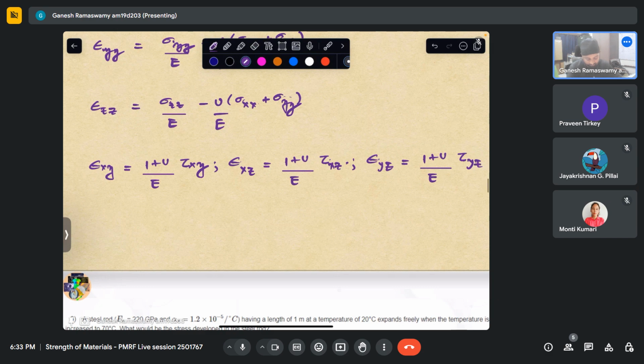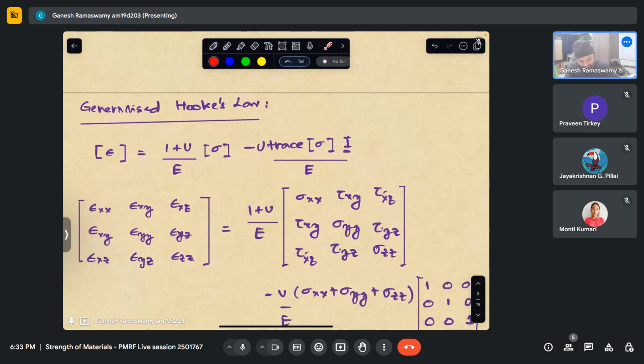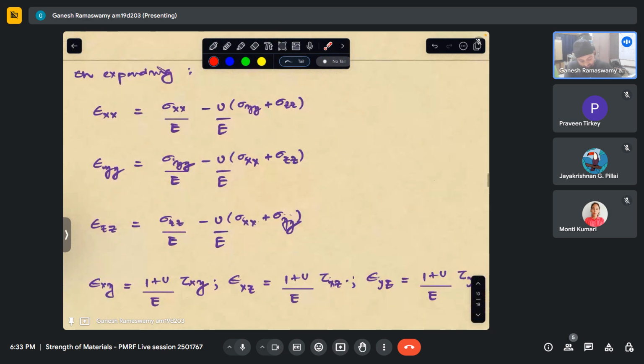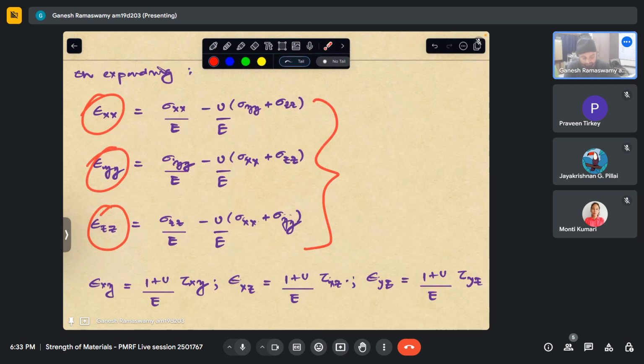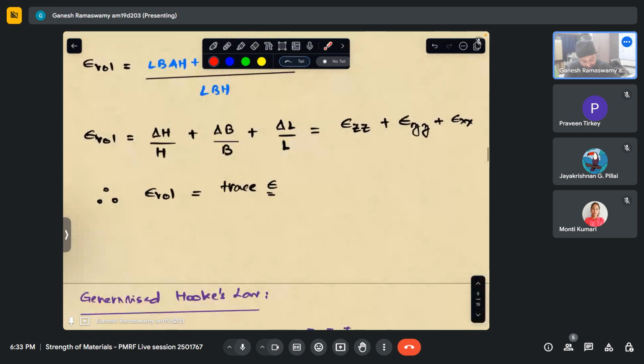So these are the relations that come about. So if at any point we forget it, we just need to know this relation and we can easily write that out as to how that comes about. So given that epsilon xx, epsilon yy and epsilon zz are related in this way in terms of stresses, let us revisit the problem that we saw here.